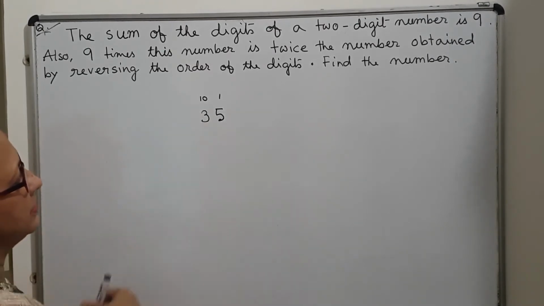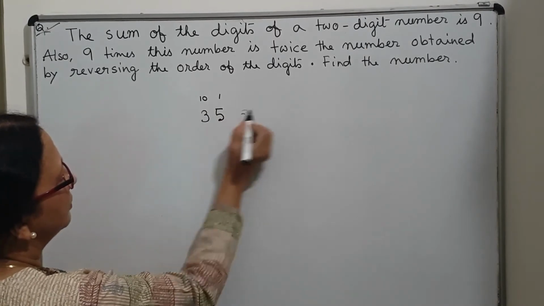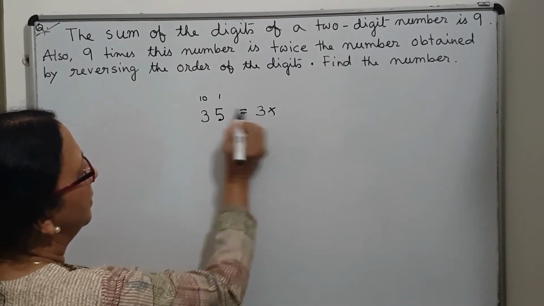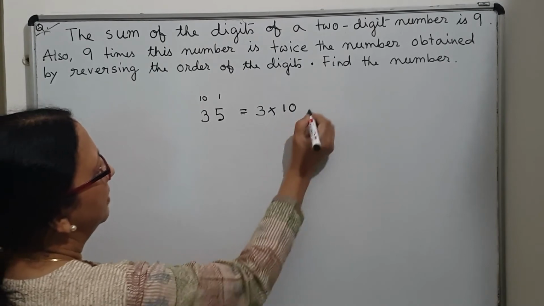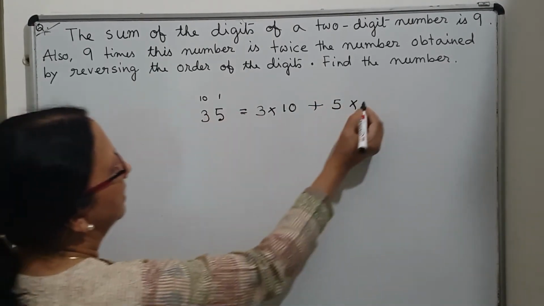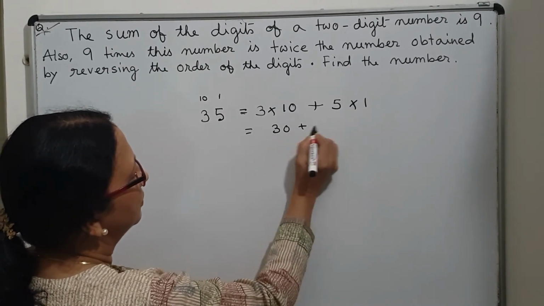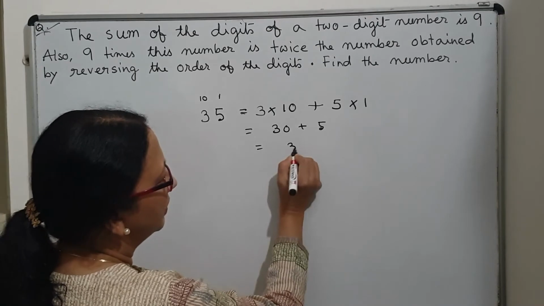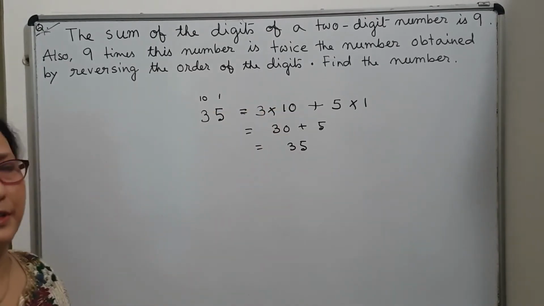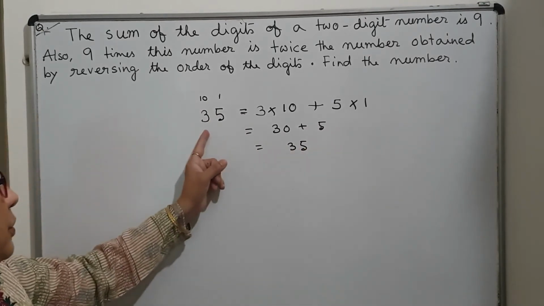You see, if I expand it, this is the face value 3 into the place value 10, plus face value 5 into the place value 1. So in this way we get the value 30 plus 5. So in this way we get the value of a number. This concept you have to understand: how do we get the value of a 2-digit number?